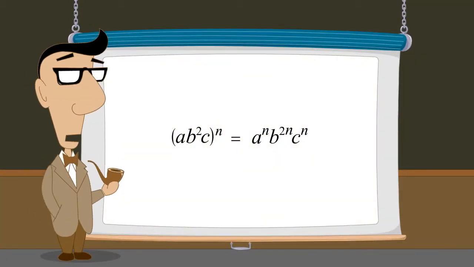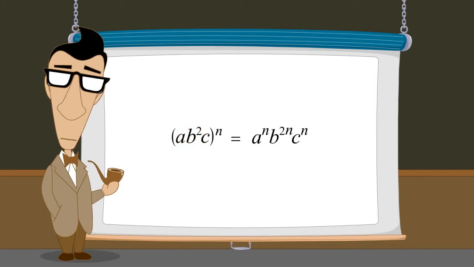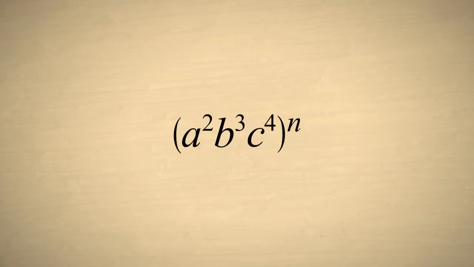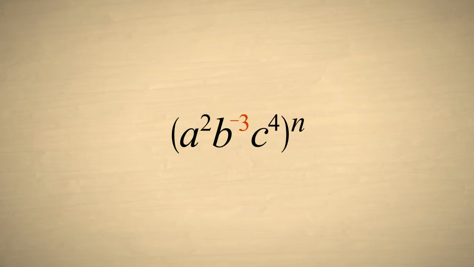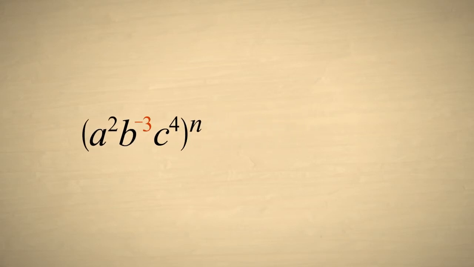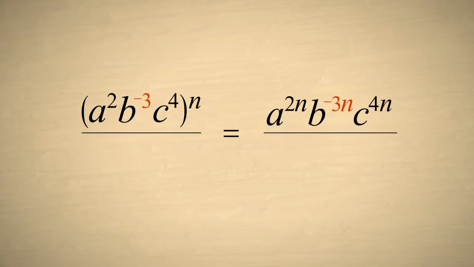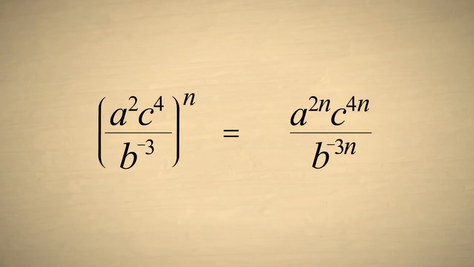So now we know how to raise an expression containing multiplied terms to a power. But what happens if the expression also contains divided terms? We can figure this out by using our rule for expressions containing multiplied terms and giving one of the terms a negative exponent. Multiplying each exponent by n gives us a term in the result with a negative exponent. If we move the terms with negative exponents to the denominators and switch the sign of the exponents to positive, we see that our rule works for expressions with multiplied and divided terms.